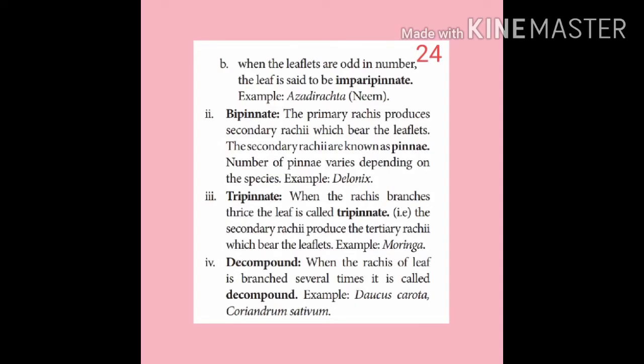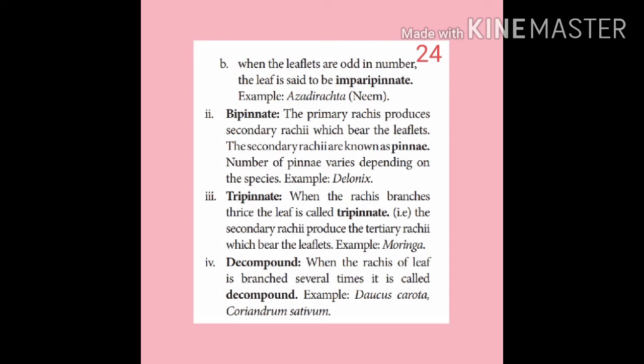A compound leaf can be unipinnate, that is, the rachis is a simple unbranched structure. The lateral branch I told you about is the rachis, from where the leaflets arise. Small leaves arise, and it can be paripinnate or imparipinnate. At the tip, if you see two leaves, then it is called paripinnate. If you see only one leaf, as in the case of neem, then it is called imparipinnate.